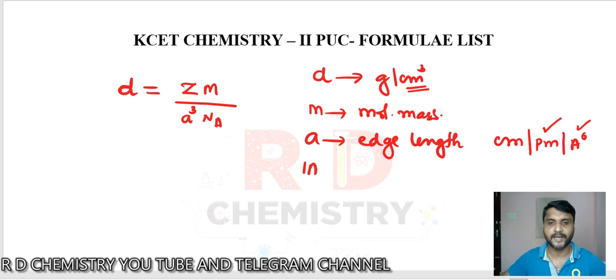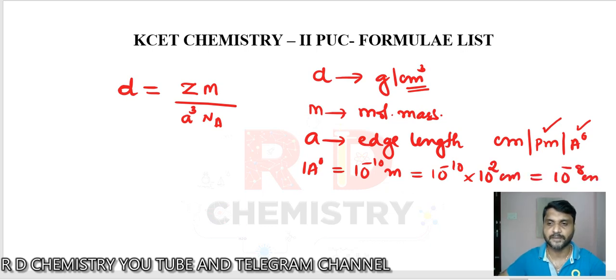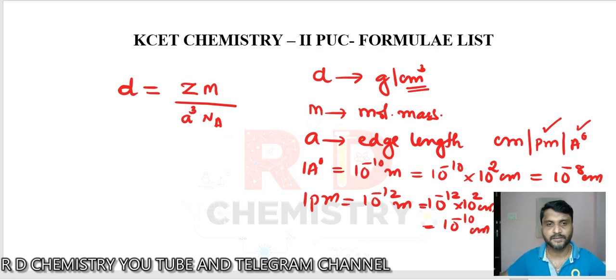You know that 1 angstrom is equal to 10 to the power minus 10 meters, which is equal to 10 power minus 10 into 1 meter is equal to 10 power 2 centimeter, that will be equal to 10 to the power minus 8 centimeter. Similarly, 1 picometer is equal to 10 to the power minus 12 meters, which is equal to 10 to the power minus 12 into 1 meter is equal to 10 power 2 centimeter, or 10 power minus 10 centimeter becomes. Right?